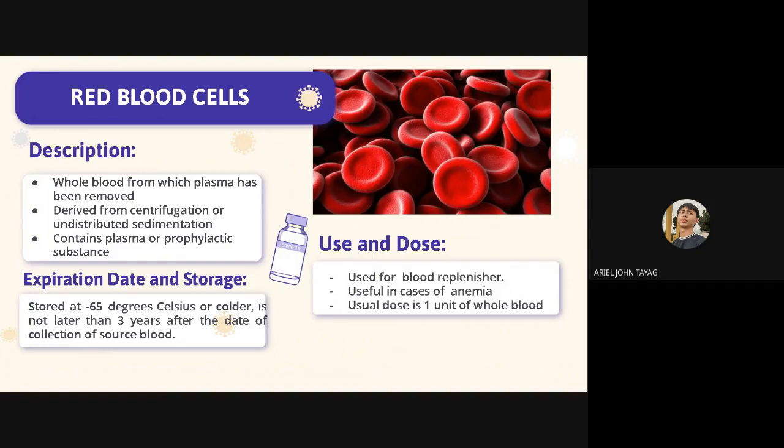It also contains plasma or prophylactic substance. For the expiration date and storage, it is stored at negative 65 degrees Celsius or colder, not later than 3 years after the date of collection of source blood. For the use and dose, it is used as a blood replenisher, useful in cases of anemia, and the usual dose is 1 unit of whole blood.